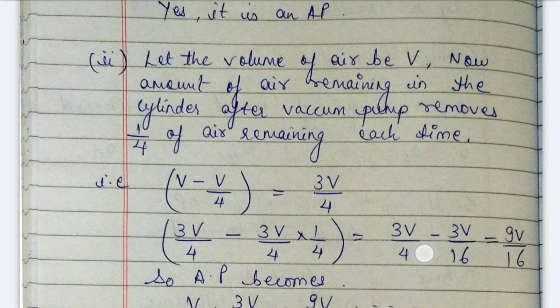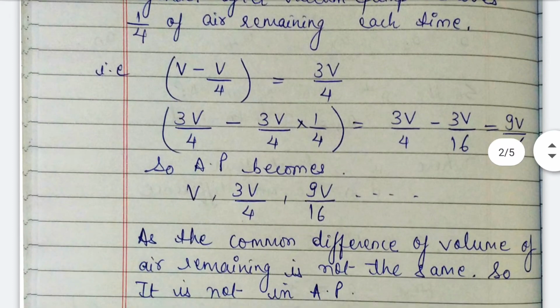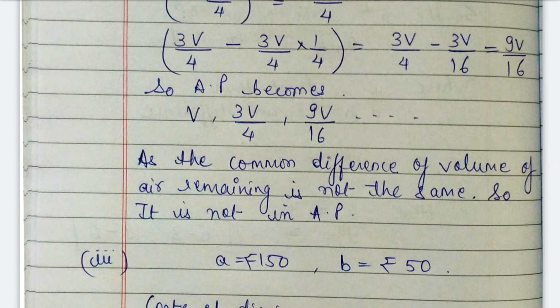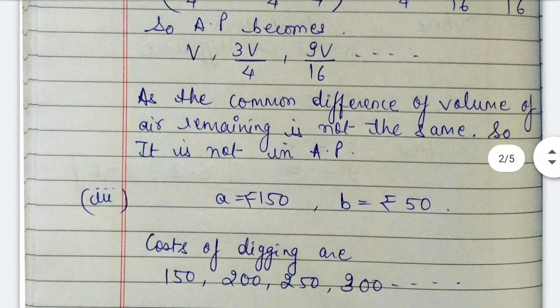Now from this 3V by 4 portion, we again remove 1/4 part, that is 3V by 4 minus 3V by 4 into 1/4. So the value here is 9V by 16. So the sequence becomes V, 3V by 4, 9V by 16. As the common difference of the volume of air remaining is not the same, it is not an AP, because different proportions are obtained from the volume given. Next, question (iii) is very similar to question (i).